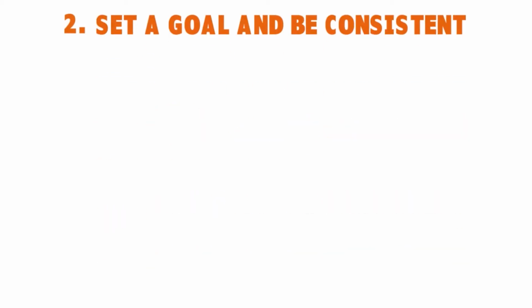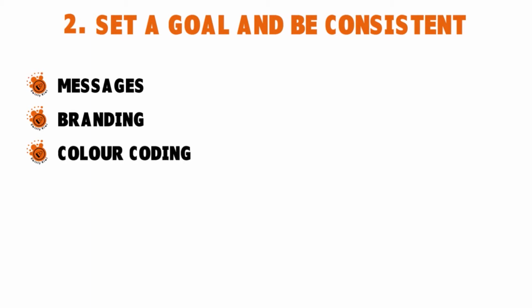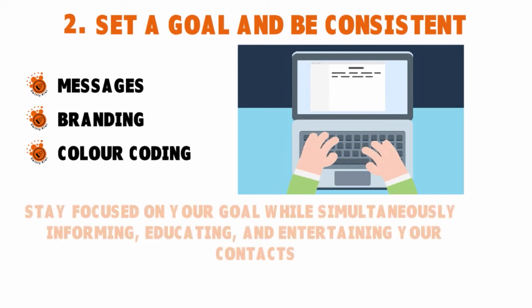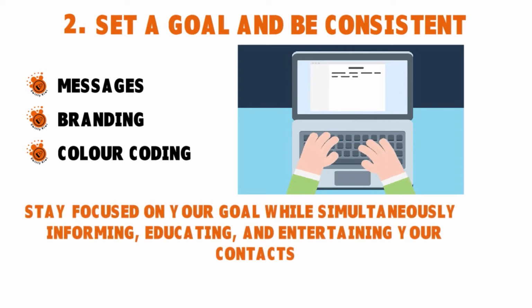So when it comes to email newsletter designs, you got to be very careful about creating some kind of havoc in the minds of your target audience. You want to be consistent in terms of messaging, in terms of branding, in terms of color coding. You want everything to be consistent, to be smooth, to be flawless. Make sure your content supports your original goals. Long content and imprudent design can distract from the main topic and might create chaos instead of clarity. You want to stay focused on your goal while simultaneously informing, educating, and entertaining your contacts.